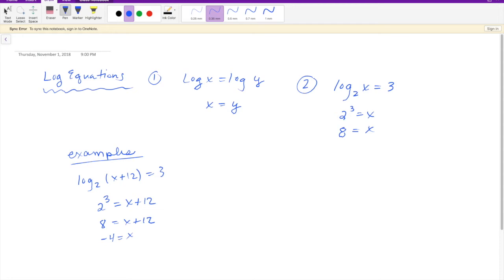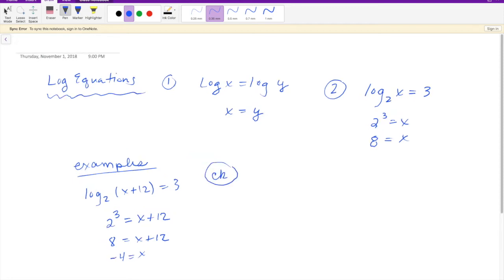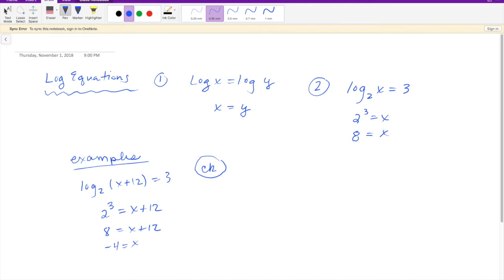Now remember, the domain of a log equation is restricted, right? You can't take the log of a negative number, so you have to check your solutions. To check your solution, you go back to the original, which is log base 2 of x plus 12 equals 3, and we'll sub in x equals negative 4. So log base 2 of negative 4 plus 12 equals 3. So we have log base 2 of 8 equals 3. We know that 2 cubed equals 8. So it checks, and I'm good.